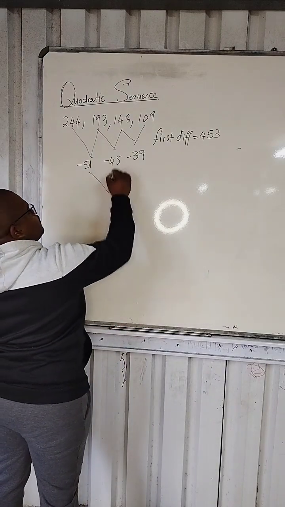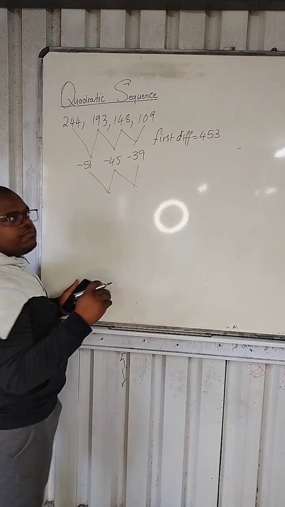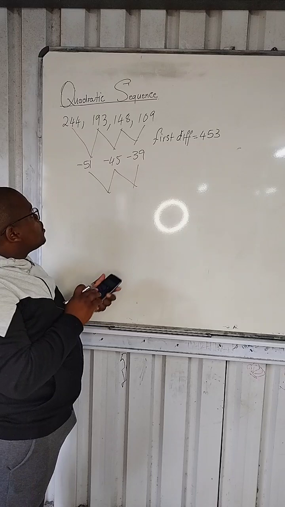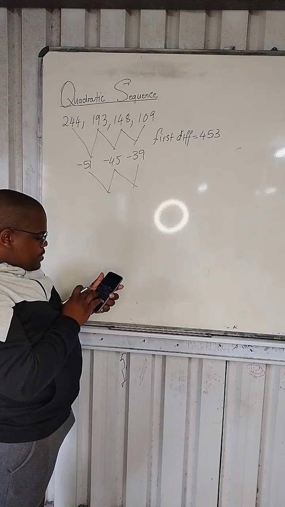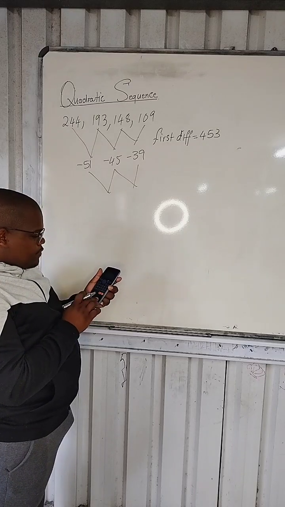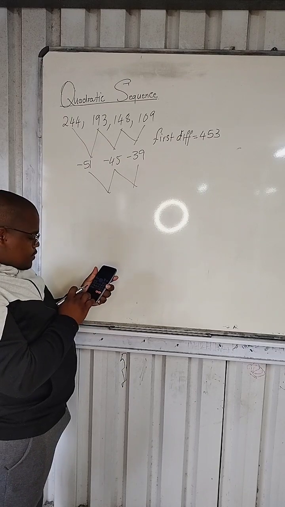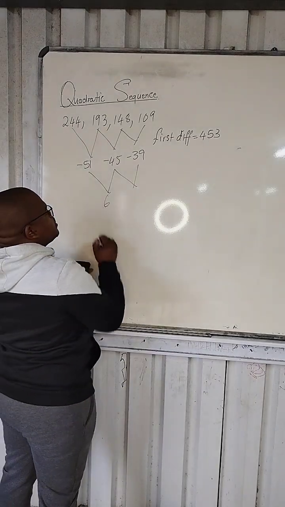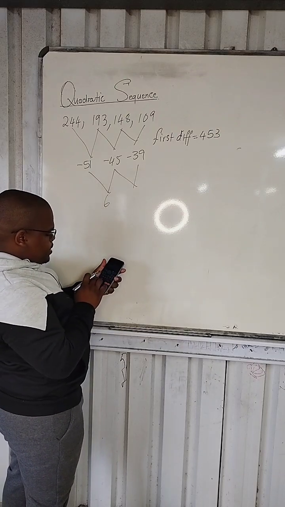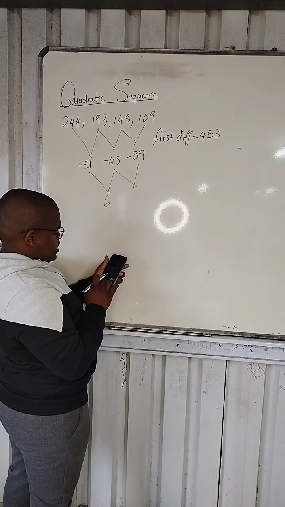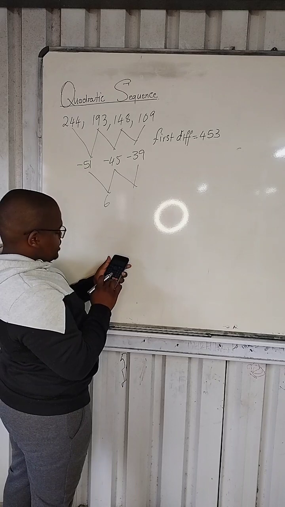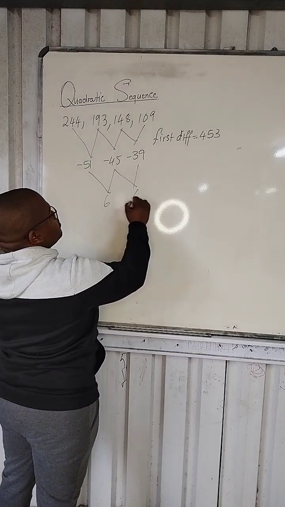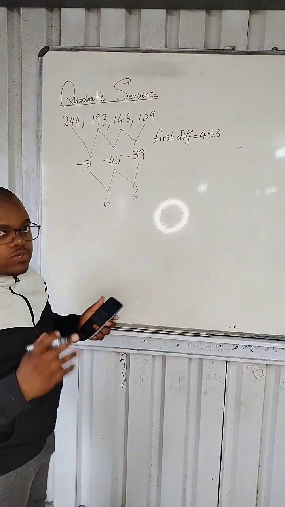Now since we have found our first difference, let's check for the second difference. The second difference here should be constant because we know that this is a quadratic. Hence we are going to have what? Negative 45 subtract negative 51. Then we have our answer to be 6. Then we have negative 39 subtract negative 45. Hence our answer will be 6. That's what we know.